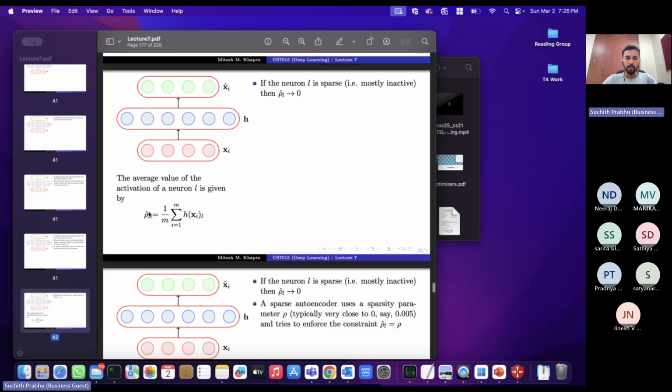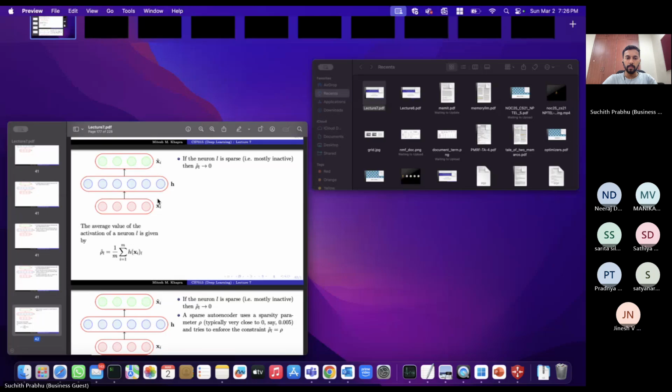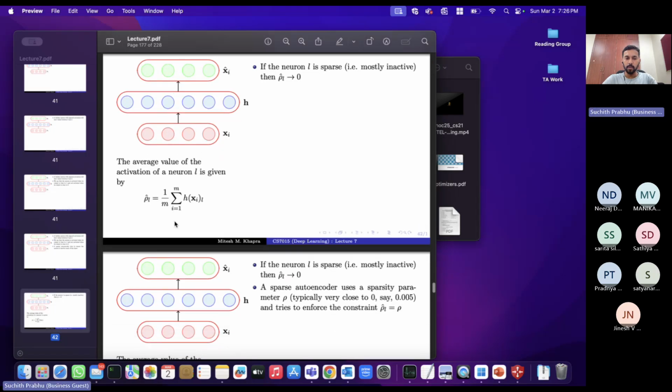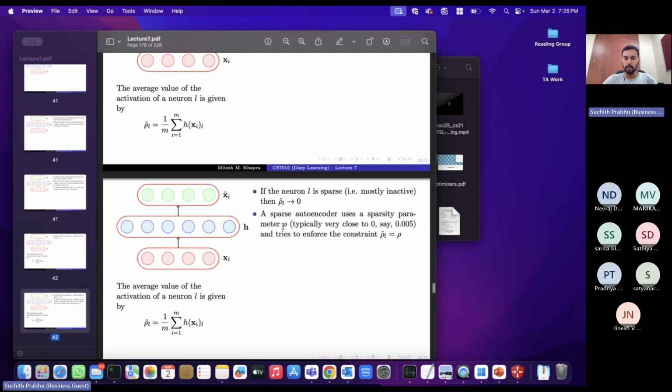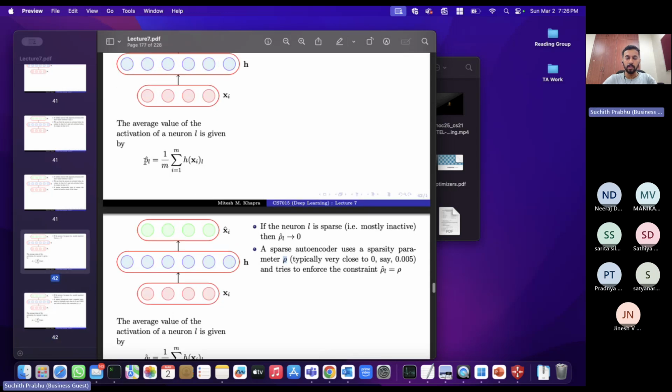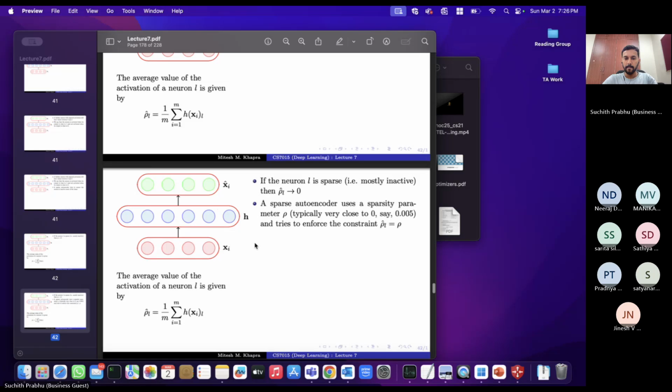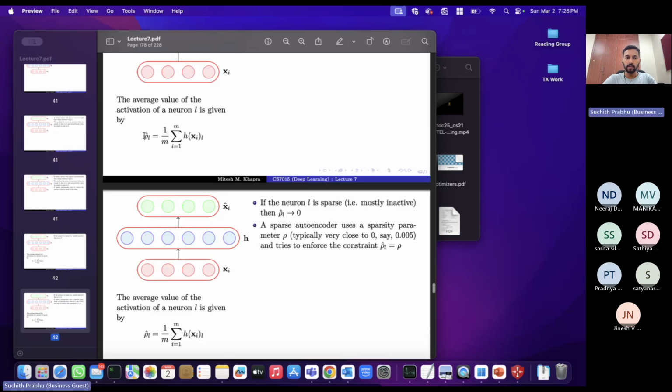So this is the rho hat that we saw for layer L in the slide. This tells us the sparsity, and we want to control this sparsity metric. For that, we can see this as a distribution, right? You can think of this as a binary distribution, where x equal to 1 has the probability of rho hat.